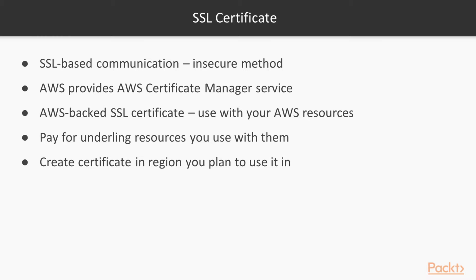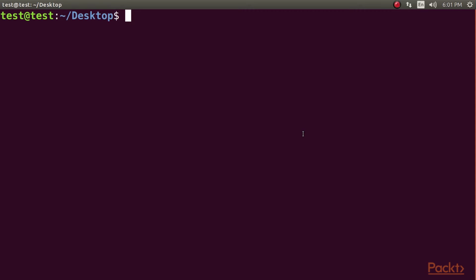Create the certificate in the region you plan to use it in. That is where your ELBs are located. If you plan to use your certificate with CloudFront, you must create it in the US East 1 region. Run the CLI command, including the domain name you want the certificate for. Put your domain name here.